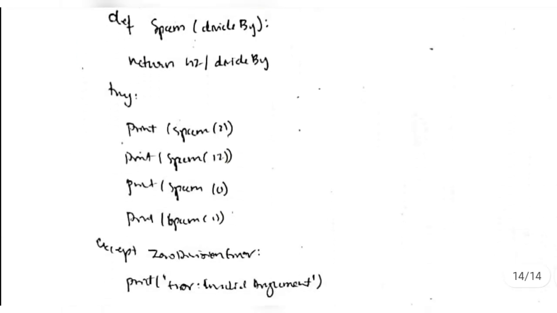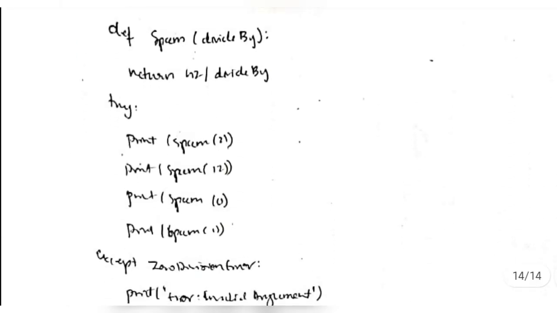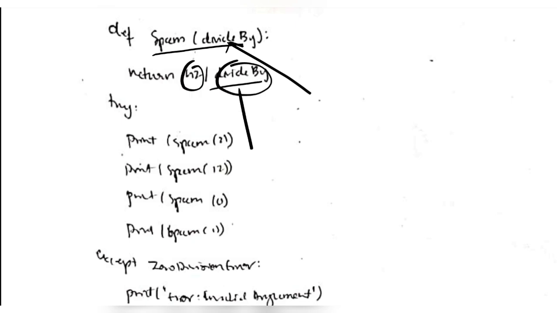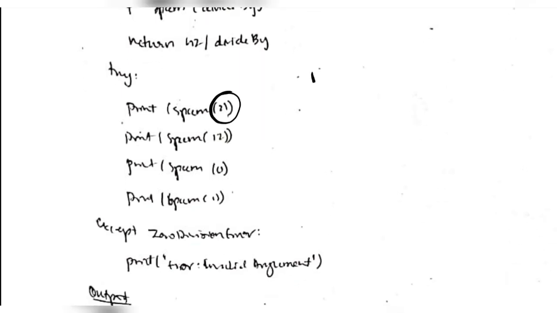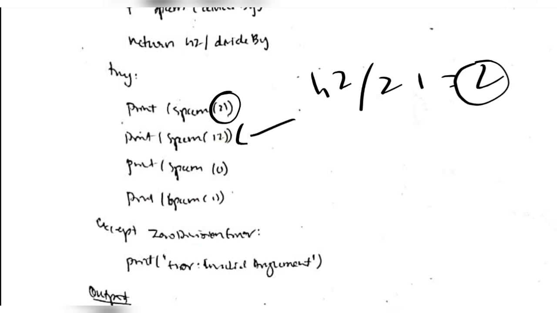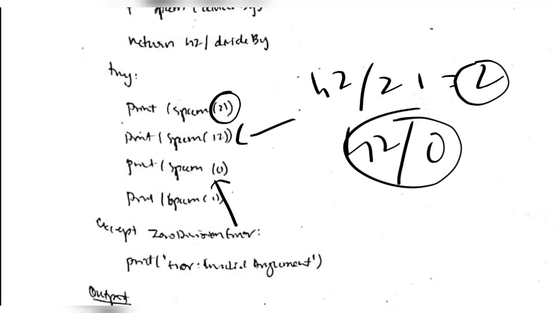So let's see an example here. If I have written here the function in which I have taken a parameter and return 42 divided by the number which is passed. Now if I pass 21, what is 42 by 21? It is 2. So first I will get the output as 2, then 42 by 12, that output I will get, and here if I pass 0, 42 by 0 will give me an error.